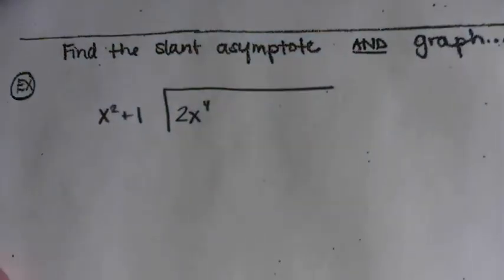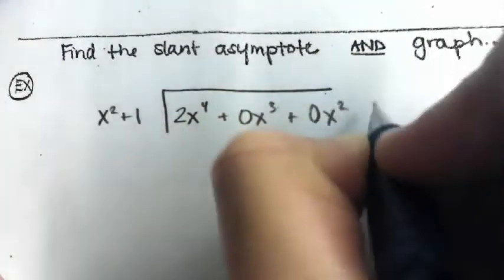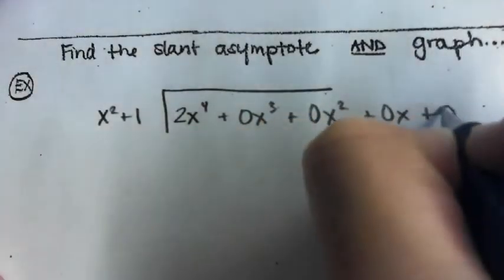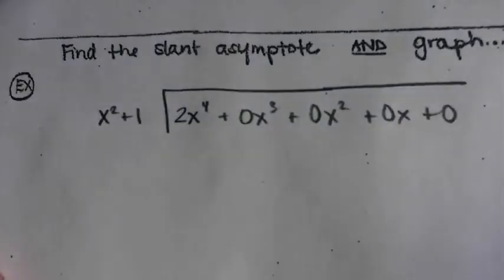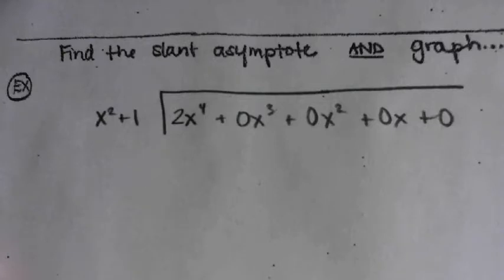So let's do 2x to the fourth divided by x squared plus 1. Is this the same one we did yesterday? No, we did a cubic one yesterday, didn't we? Yes, we did, because it was a linear asymptote yesterday. And this is going to be a quadratic.